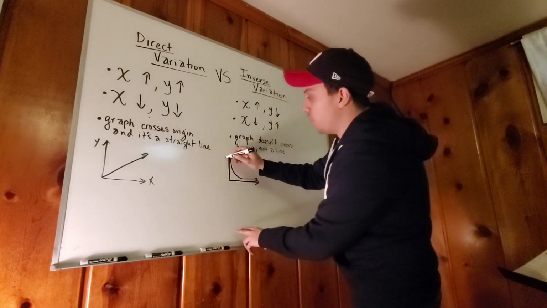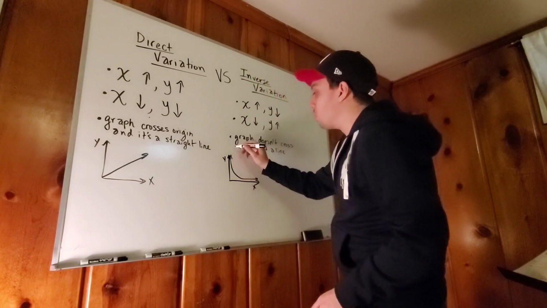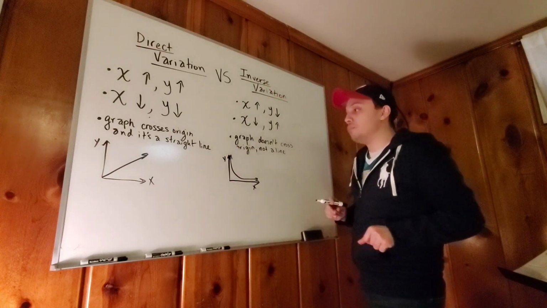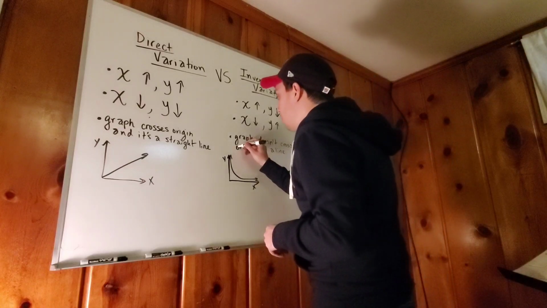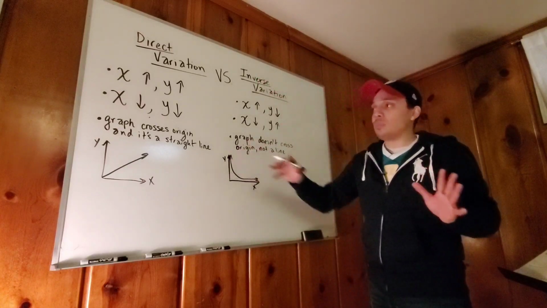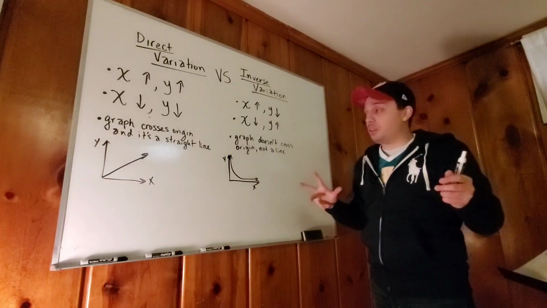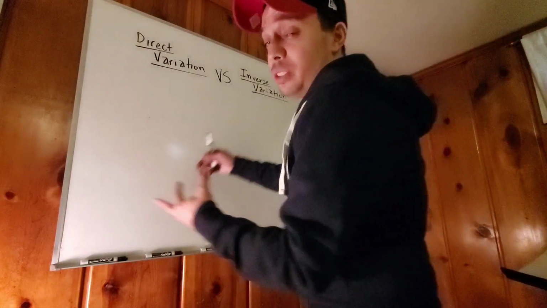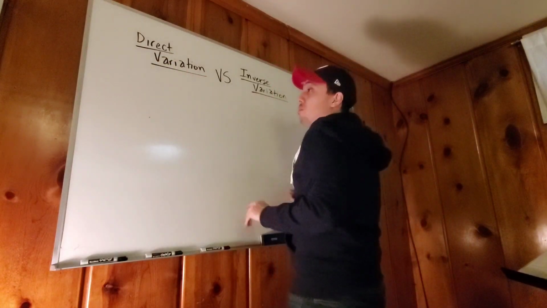It's actually never going to touch y. It's never going to touch x. And it's going to look like a little curve like that. And that's what it is. I erased the origin. So that's some of the main differences. Let's look at another difference between direct variation and inverse variation.